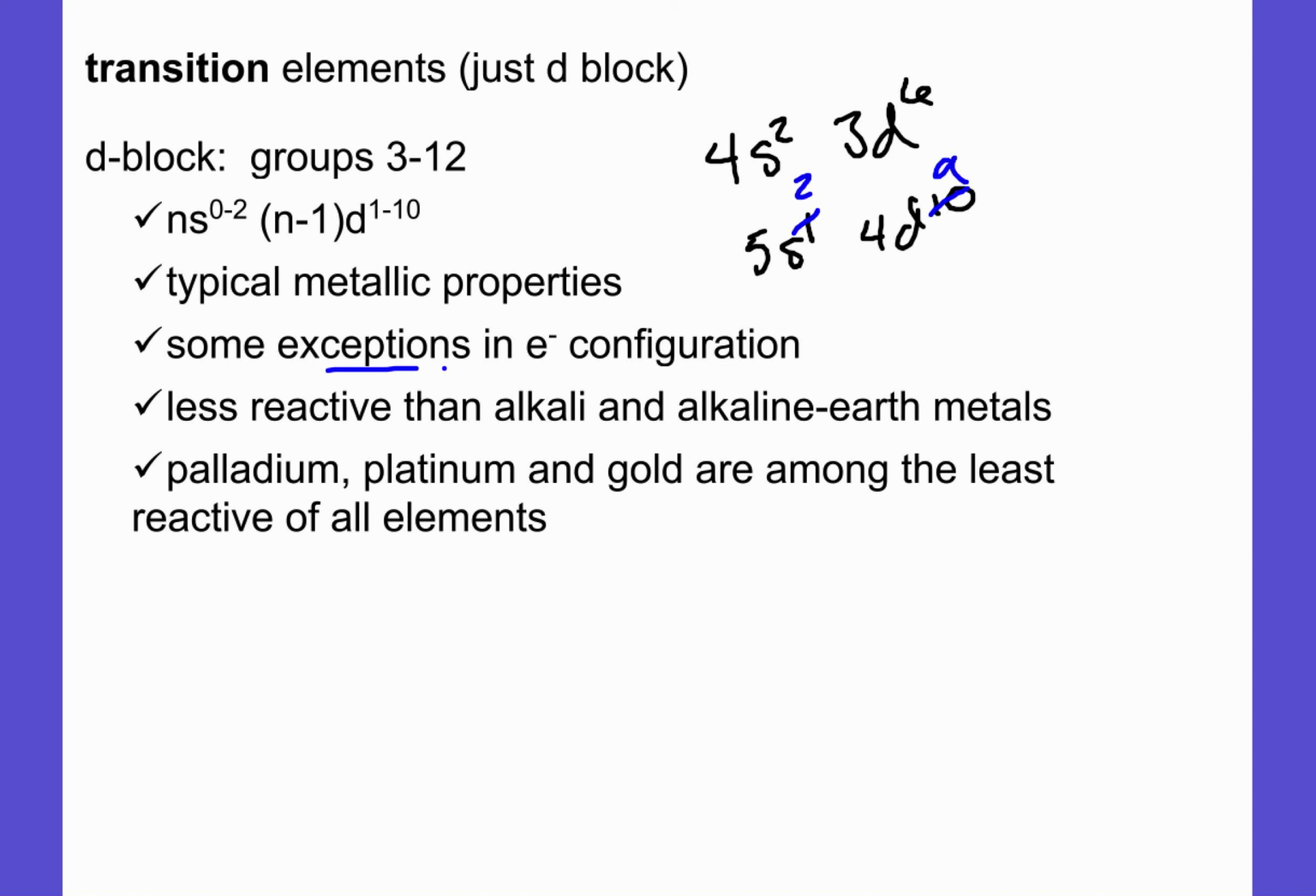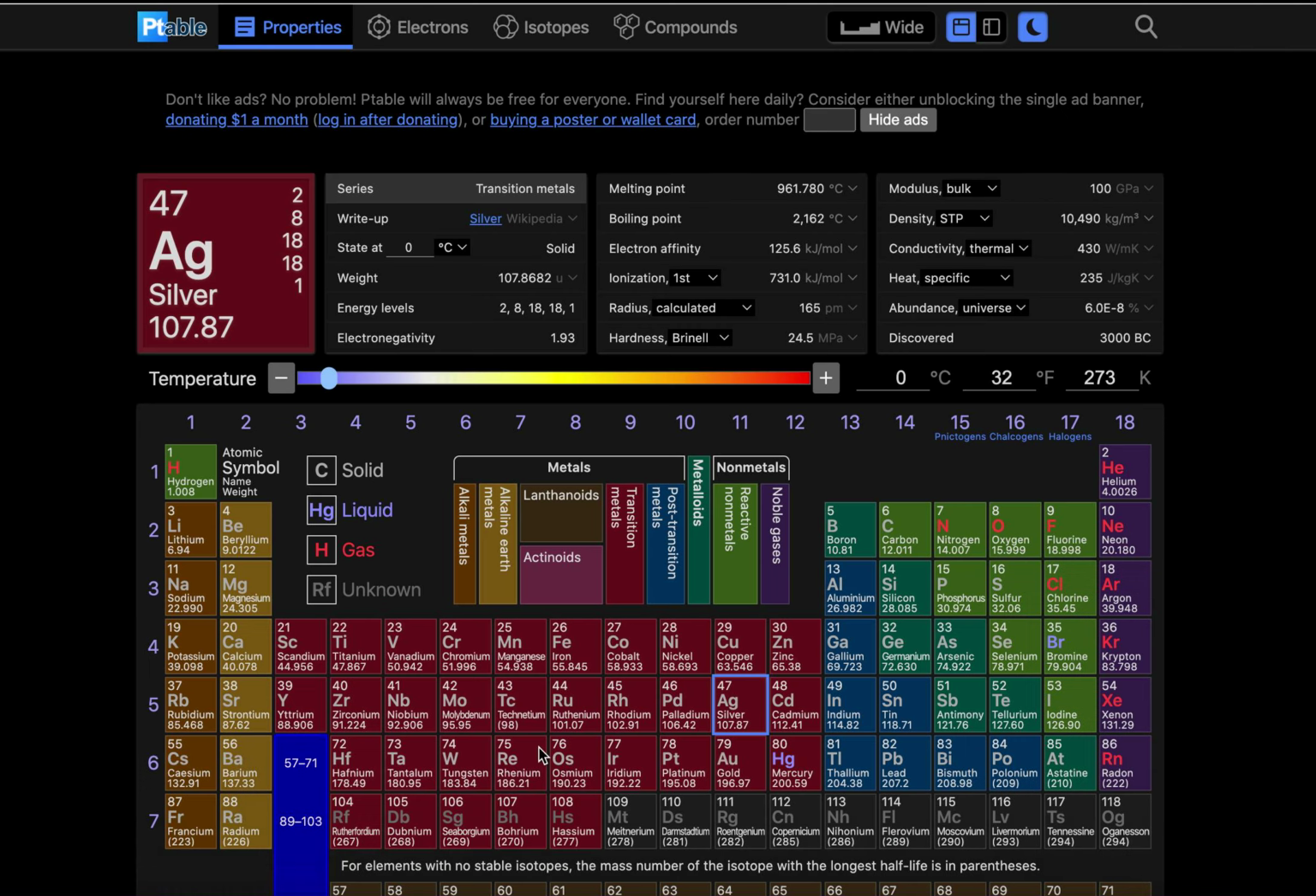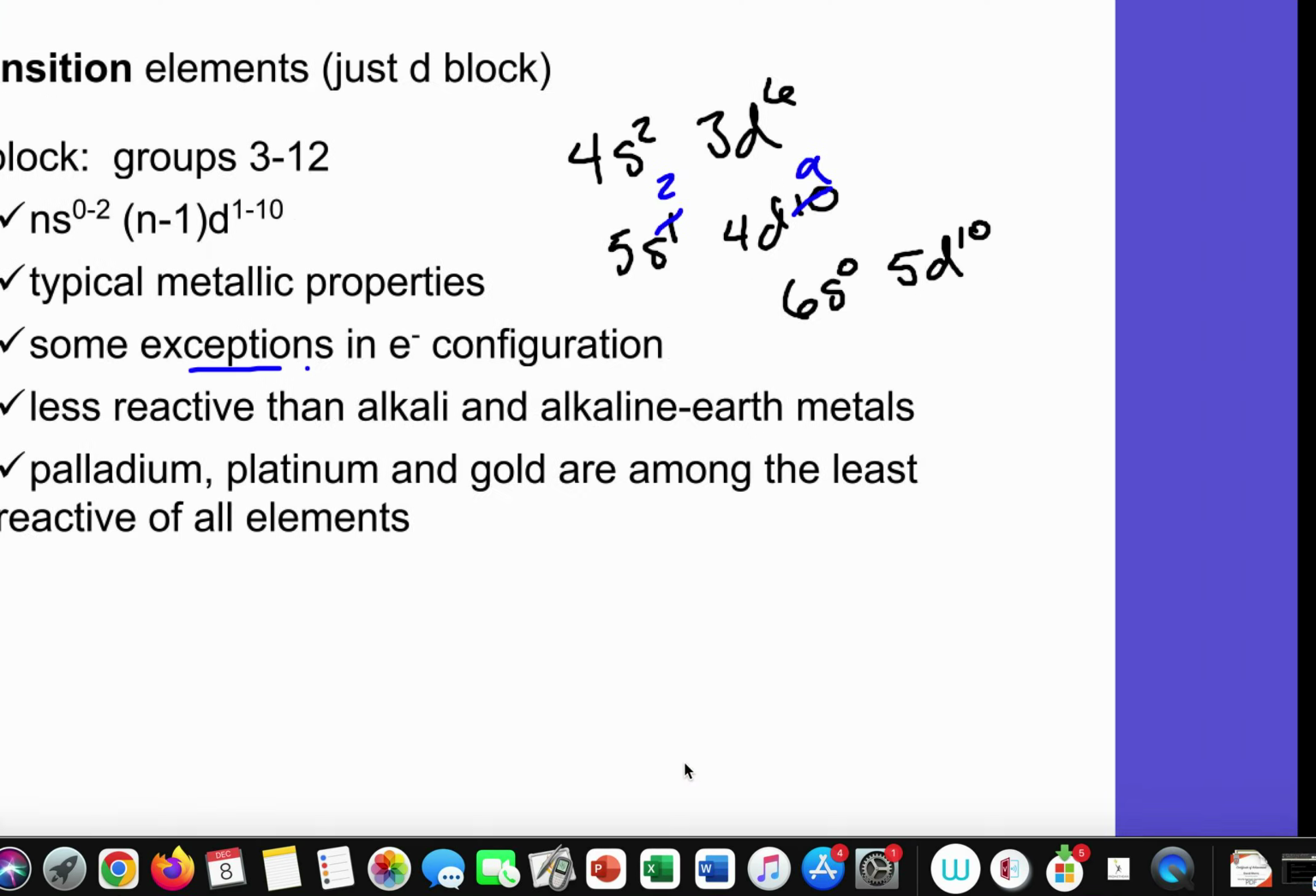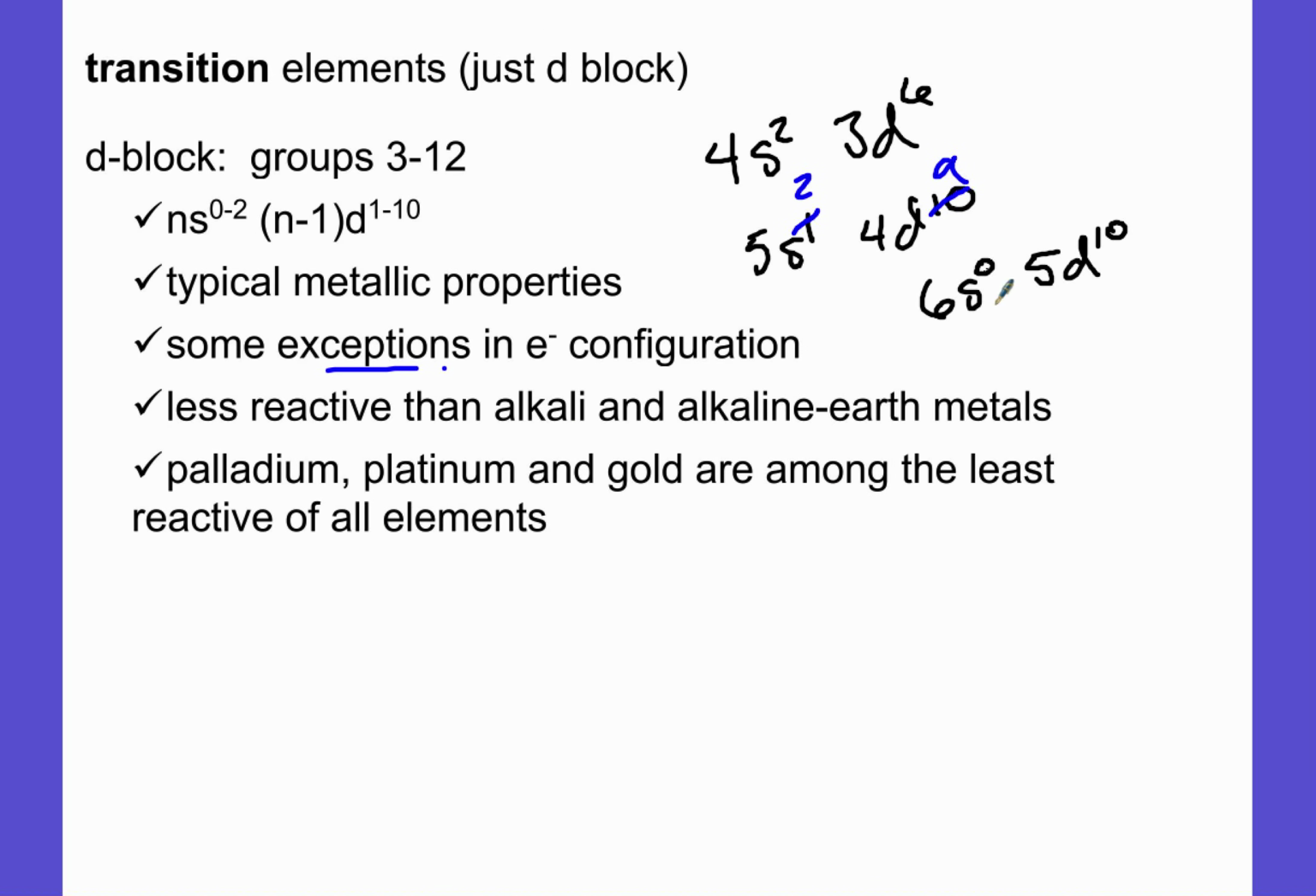You just have to be able to pay attention and focus on the details, because if I say 6s2, then you can ignore it. But if I say 6s0, you better pay attention, because when I say 5d10 in this case, it's not really 5d10, it's 5d8. So when I look down here, 5d8 would be platinum, right? Now platinum is usually going to look 6s0, 5d10, because that would be more stable, right? Or maybe it will, maybe it won't, right?